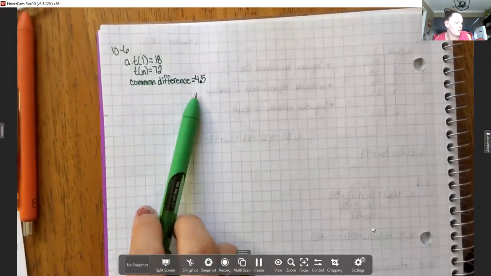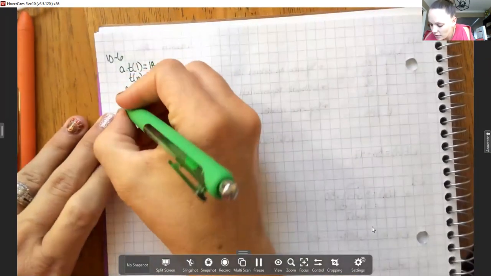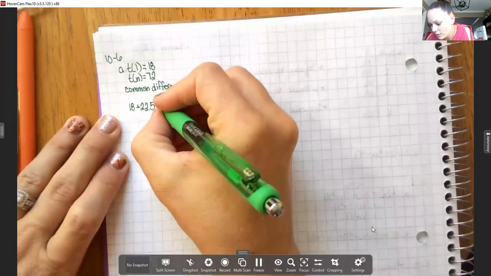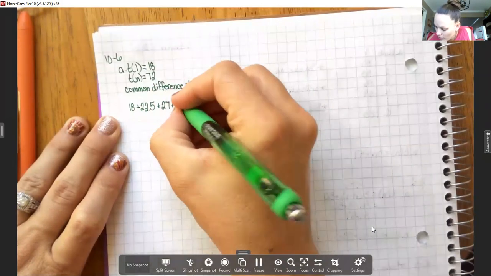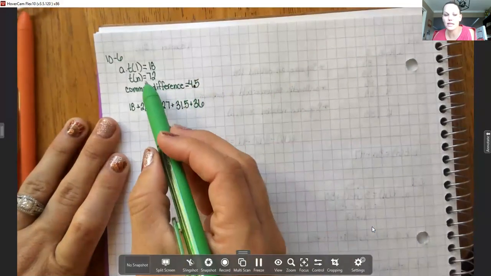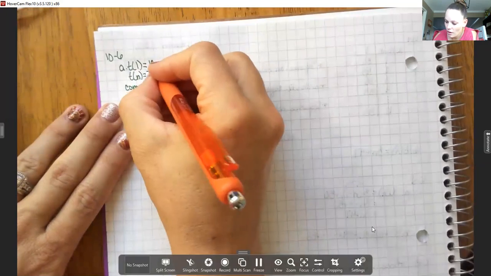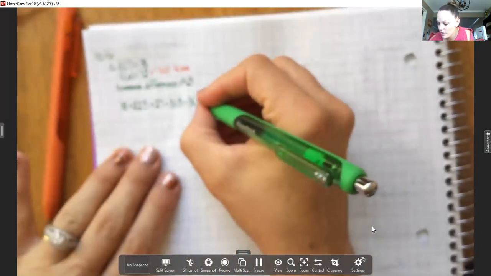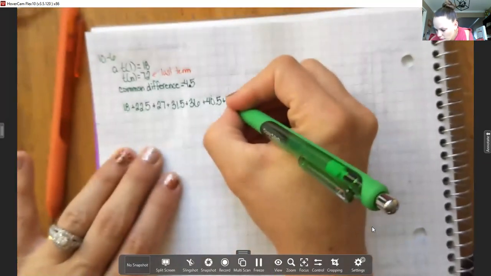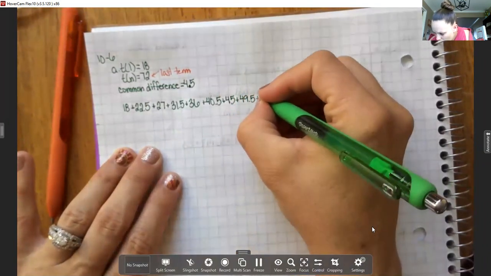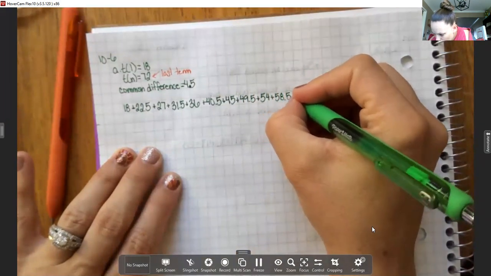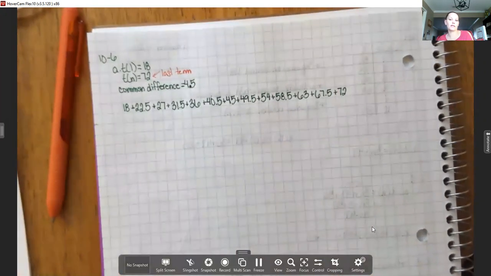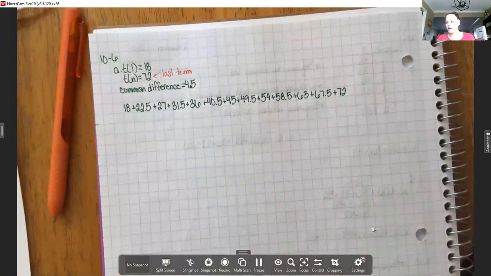So we have a couple of options on this problem. They want us to write the series. So the series would look like this: 18 plus 22.5 plus 27, 31.5 plus 36. They don't tell us how many terms there are. They just tell us that the last term is 72. So we would just keep adding until we got to 72. So that's what this series looks like. And they want you to add them all together.